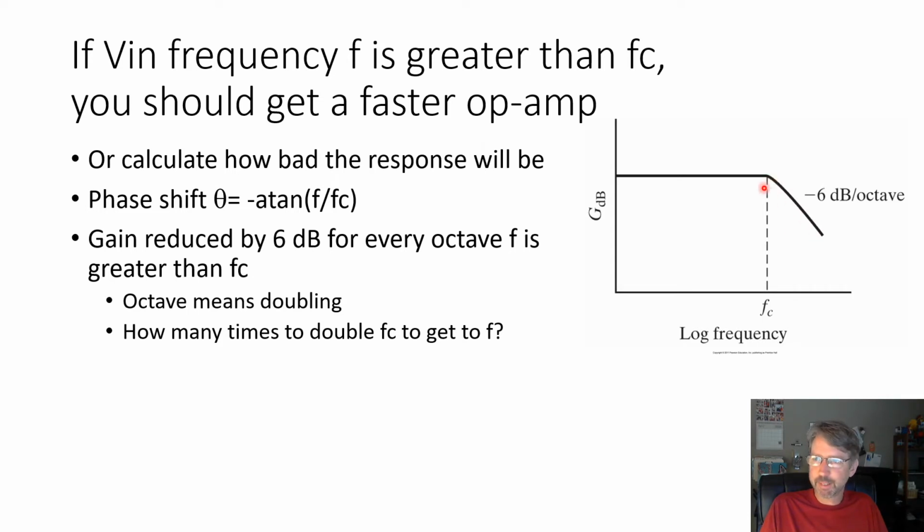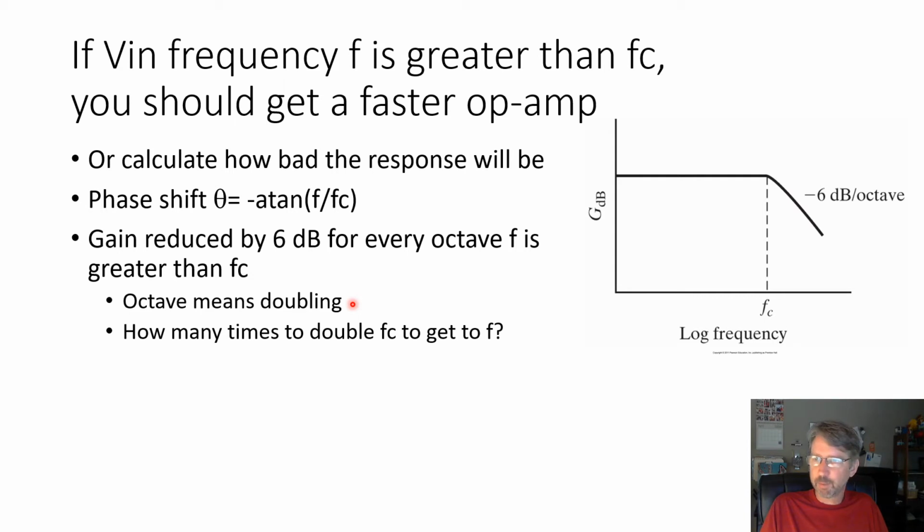So -6 decibels per octave. We know decibel is a way to talk about gain. An octave is the doubling of the frequency. If you've heard of octaves in music, it also is doubling the frequency. The oct part is, I think, because of the number of notes. So doubling the frequency is going up by an octave.